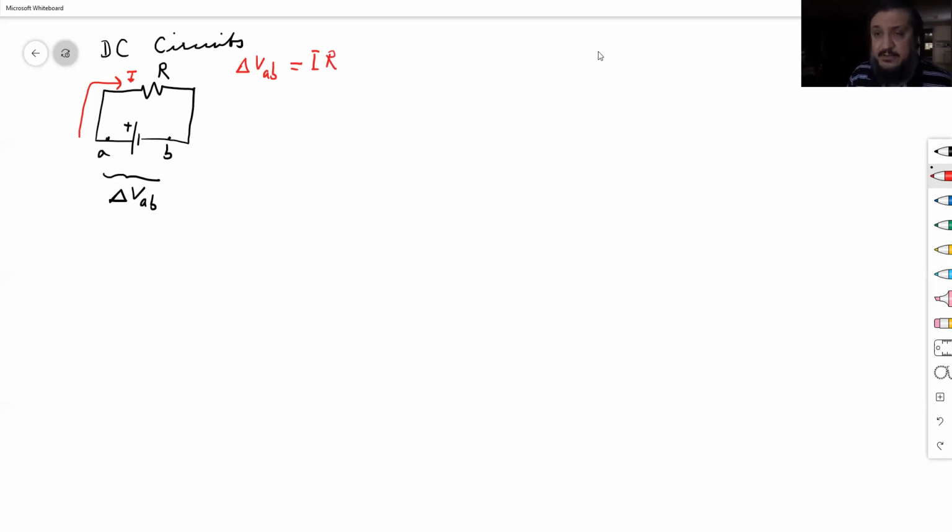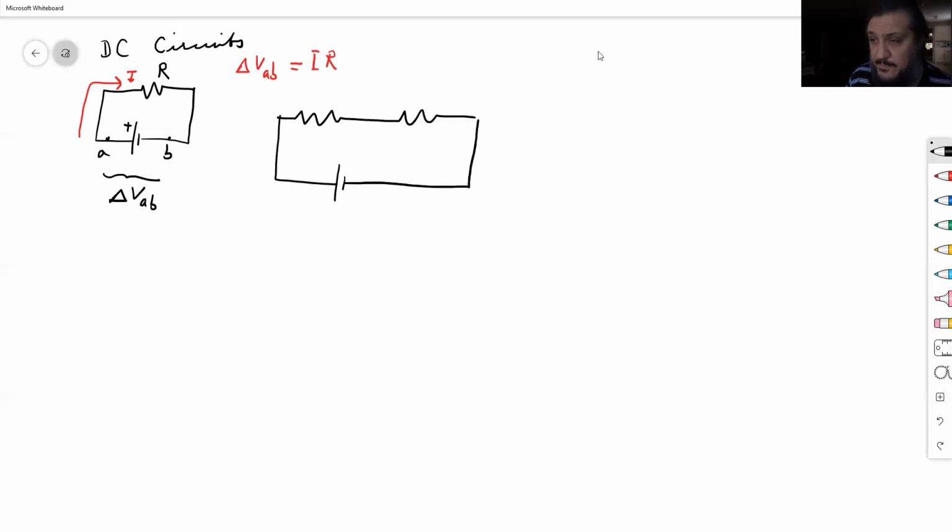Let's talk about different ways of connecting these loads, the resistors, to our battery. So let's say we have two of these. This is what we call a series connection. We kind of talked about this in the previous chapter when we discussed internal resistance. Internal resistance of the battery was in series with the actual resistor, the load, right?